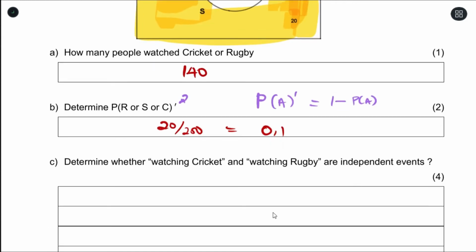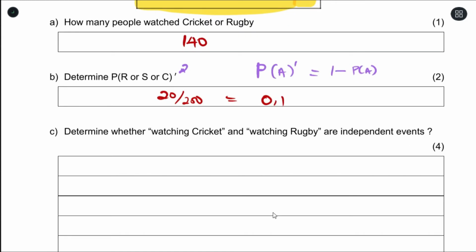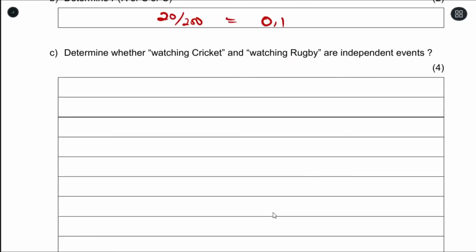Then for C, it says determine whether watching cricket and rugby are independent events. To prove two events are independent, we say that the probability of cricket times the probability of rugby has to give you the probability of cricket and rugby. If this statement is true, then it is an independent event. But if it is not true, then it's definitely not an independent event.